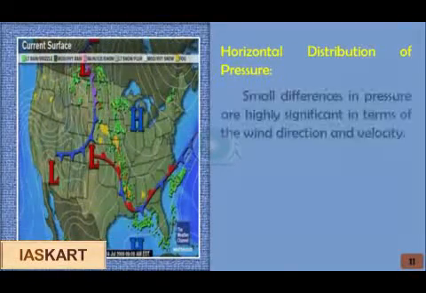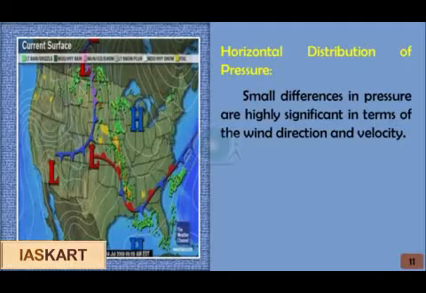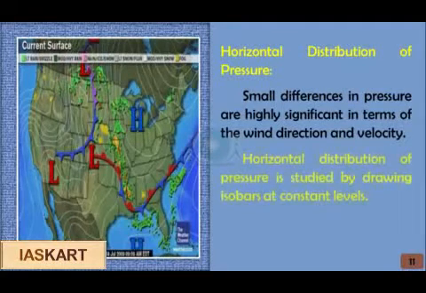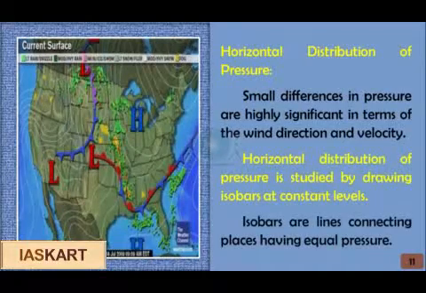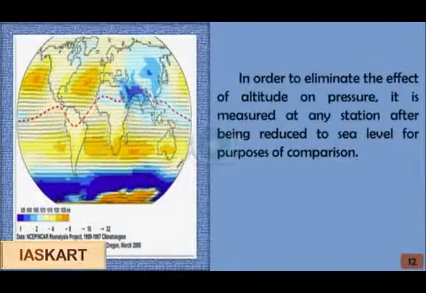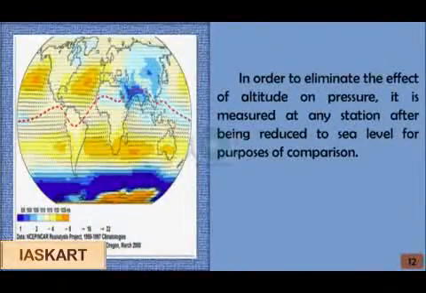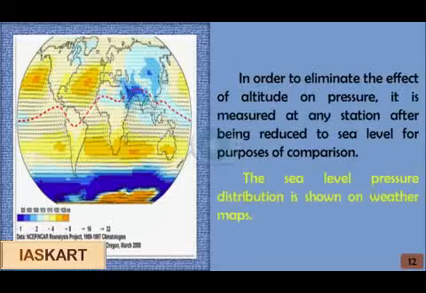Horizontal distribution of pressure. Small differences in pressure are highly significant in terms of the wind direction and velocity. Horizontal distribution of pressure is studied by drawing isobars at constant levels. Isobars are lines connecting places having equal pressure. In order to eliminate the effect of altitude on pressure, it is measured at any station after being reduced to sea level for purposes of comparison.